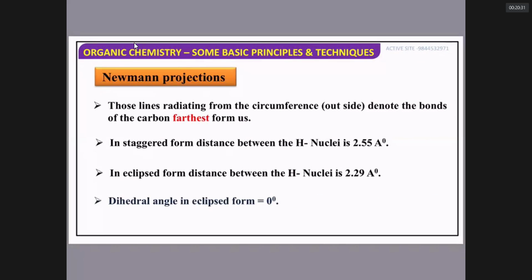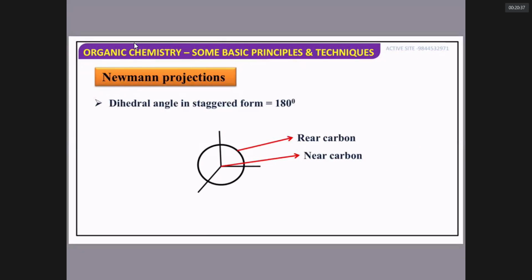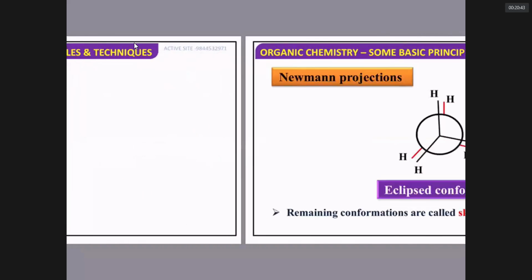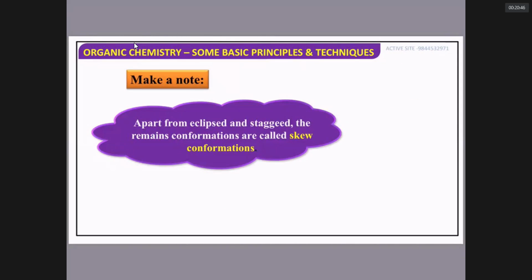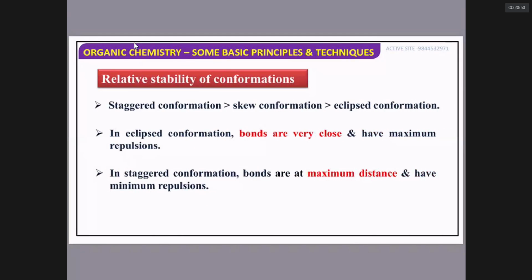Now, next, we talked about Newman projection, right? The dot is the near carbon, and the big circle is the rear carbon. This is the staggered form. This is the eclipsed form. The forms in between are called skew forms. Always, the staggered conformation is more stable than skew. Skew is more stable than eclipsed.